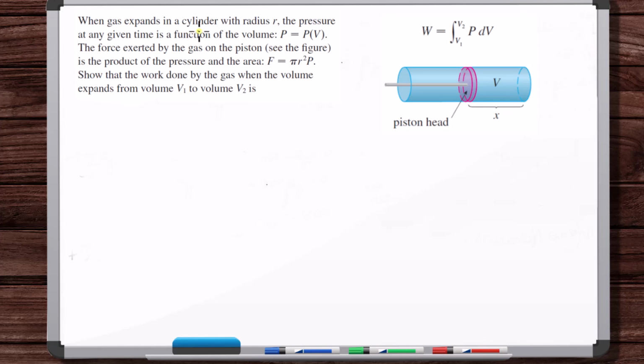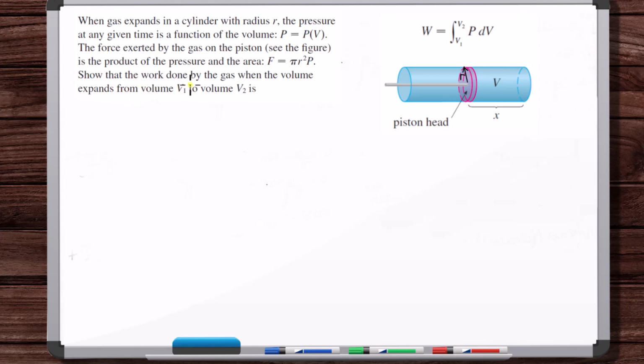It says when gas expands in a cylinder with radius r, the pressure at any given time is a function of the volume. So we've got this piston cylinder and here's the chamber. The pressure in the chamber is a function of the volume, V, of the chamber. The force exerted by the gas on the piston is the product of the pressure and the cross-sectional area of the piston. The piston radius is r, and so the force on the piston face is just the cross-sectional area of that piston times the pressure. That's how pressure works.